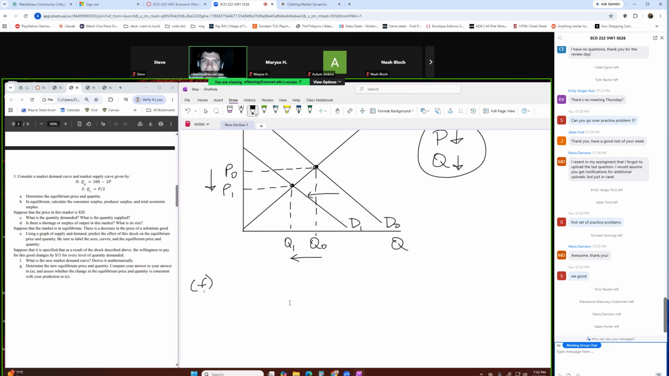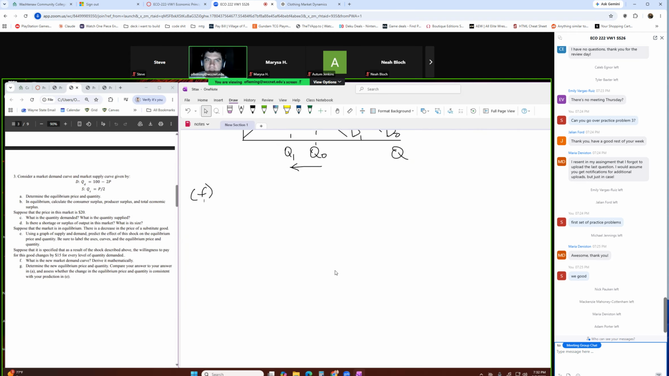Okay, now let's think about what that means. If we have a demand curve like this, demand is like this. And if I say the willingness to pay changes by $15, first of all, the fact that the price of the substitute good goes down means that demand for this given good is going to go down.